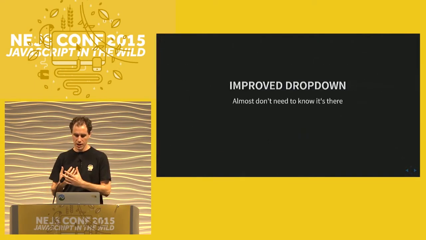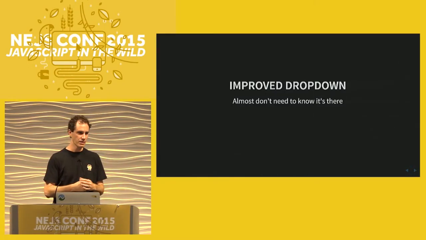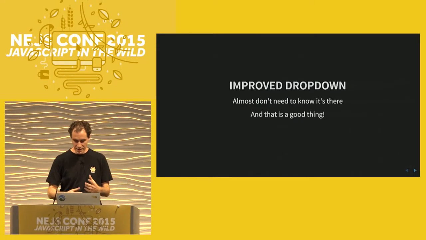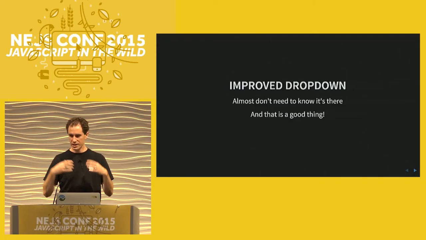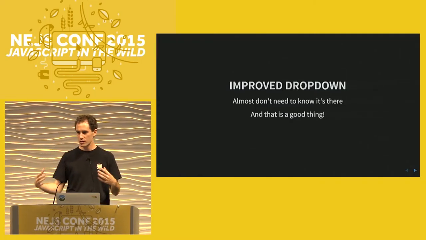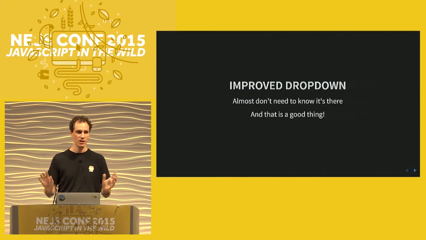So now I've got an improved dropdown, right? In many cases, I don't even need to know that dropdown is there. It looks and acts just like any other element that I have in my application. And I think that's a really great thing because it keeps our code cleaner. You work on what you're looking to do. The fact that you have an extra widget in there doing things is kind of like that time element. I don't need to worry about it.